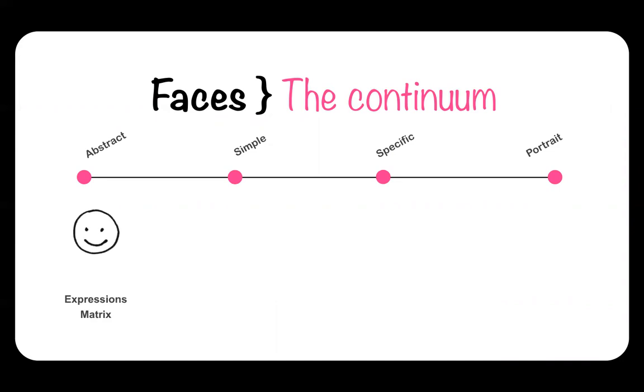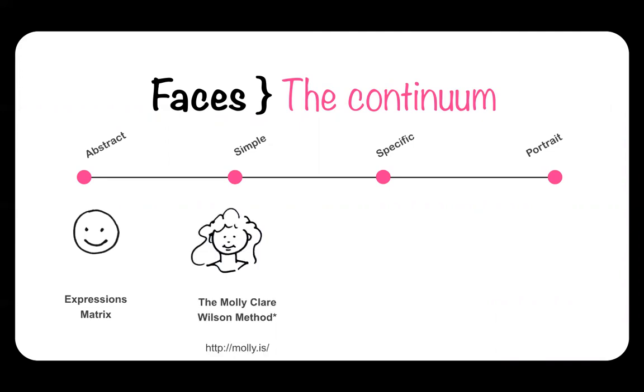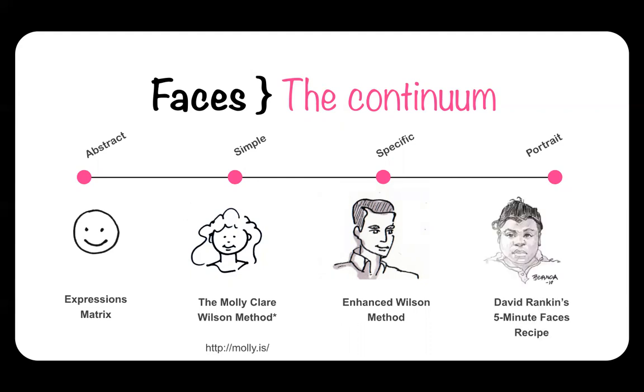Abstract faces can be drawn using something called the expressions matrix. A simple way of drawing heads and faces is the Molly Claire Wilson method, which was taught to me by Molly Claire Wilson. Adding a little bit more shading and detail gets you even more specific, maybe a recognizable person. And David Rankin has a wonderful 5-minute faces recipe for clear portraiture. In this video, we're only going to be dealing with the expressions matrix and the Molly Claire Wilson method.